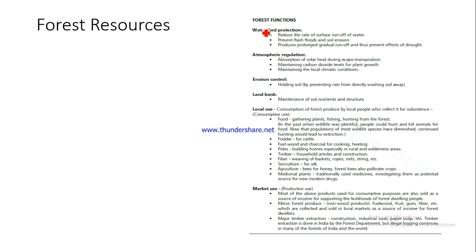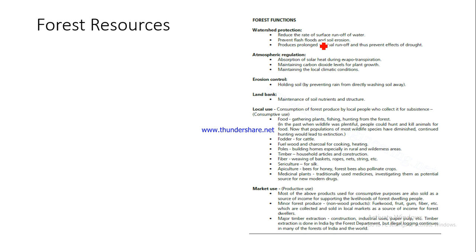So as far as the forests are concerned, they protect the watershed. What does this mean? Since forests comprise trees and their roots will hold onto the soil, the chances of soil erosion would be much less because of rainfall or because of some other agents of erosion like wind. So there would be less chances of surface runoff of water, and less chances of soil erosion because the roots of the trees hold on to the soil. Since this would happen, there would be less chances of flash floods also.